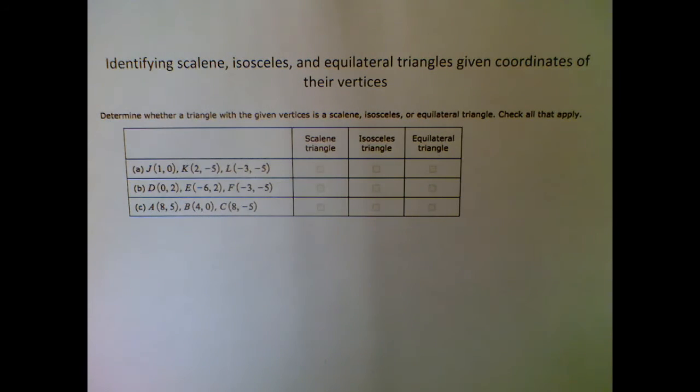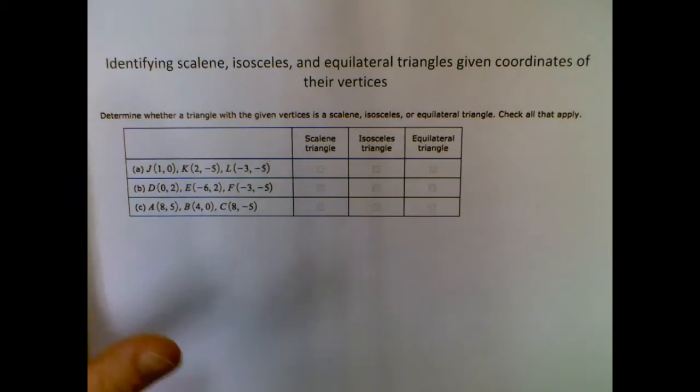Today we're going to be looking at the ALEKS topic, identifying scalene, isosceles, and equilateral triangles given coordinates of their vertices. So this one is very much a rote brute force problem for a little bit. Most of the interpretation is actually at the end. There's going to be a lot of distance formula here.